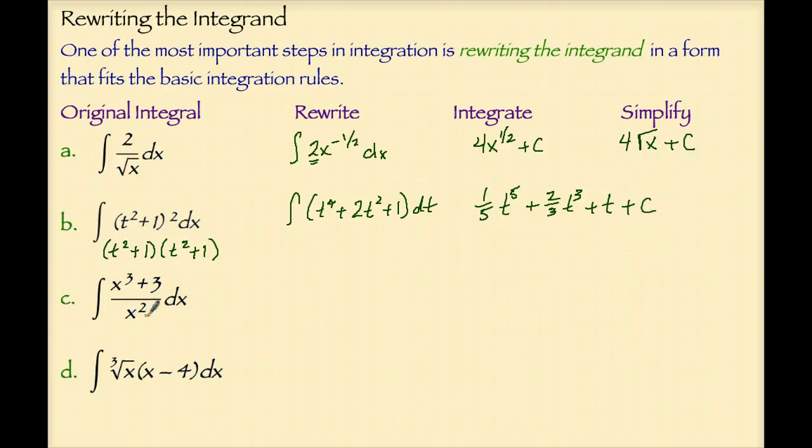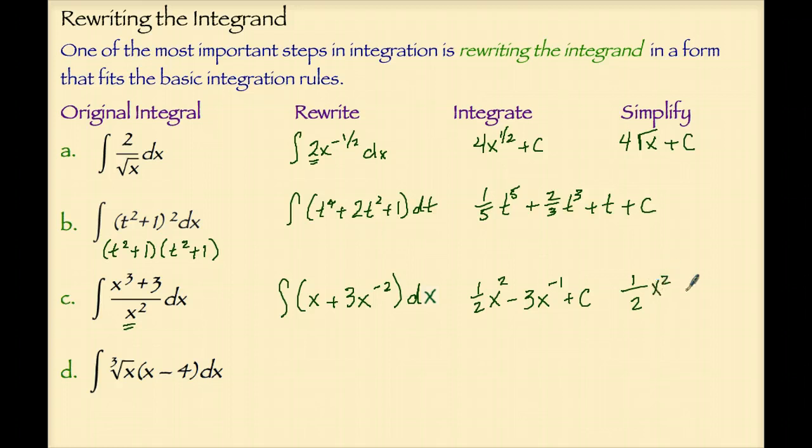In letter C, we'll first of all rewrite this by dividing each term in the numerator by the monomial x squared. So this can be rewritten as x to the 1 plus 3x to the negative 2. Now using the power rule, we're going to have 1/2 x squared, and then adding 1 to negative 2 is negative 1. Dividing by that gives us now a negative 3x to the negative 1 plus c. This can be rewritten as 1 over 2 x squared, and then negative 3 over x plus c.